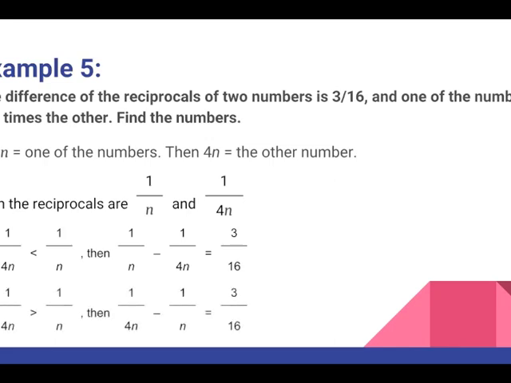And similarly, I'm going to have the opposite, where 1 over 4n is the greater reciprocal. So I'll have that first minus 1 over n equals 3 over 16. And hopefully you guys remembered our trick here. I'm going to multiply that bottom part, both sides, by -1, so that I get the same thing on the left-hand side as I did for my first equation. So now I have that 1 over n minus 1 over 4n equals -3 over 16.